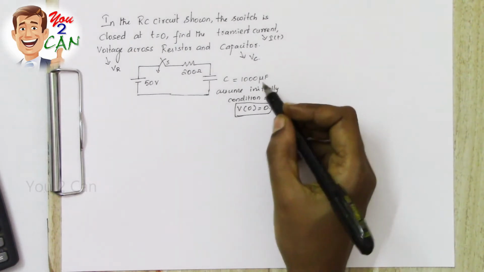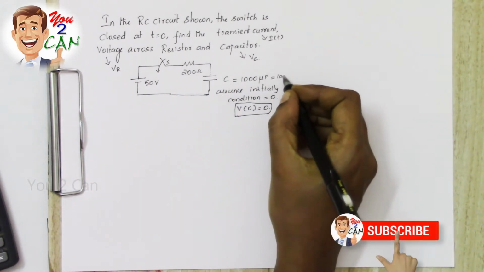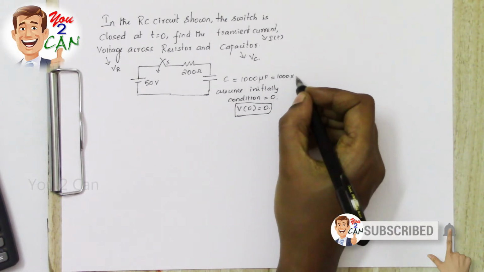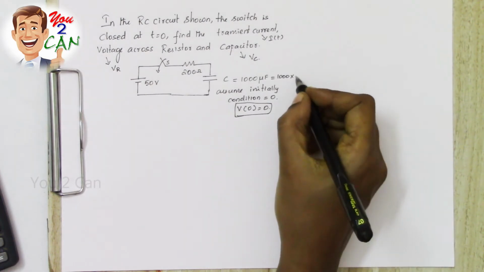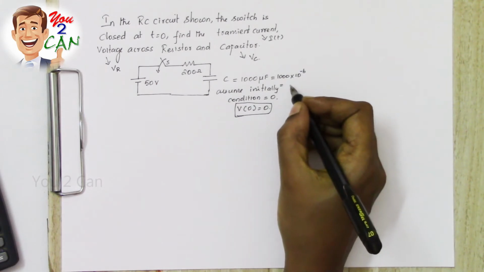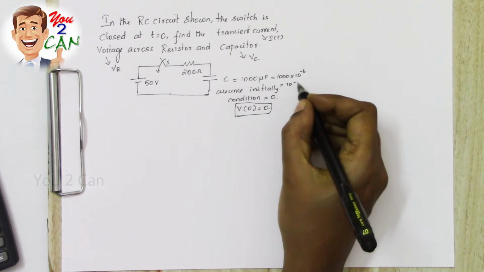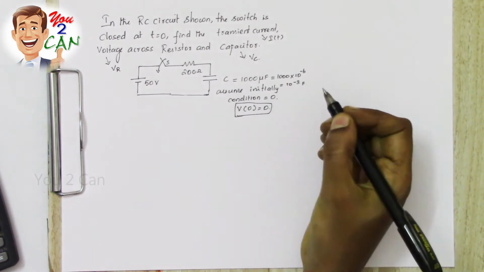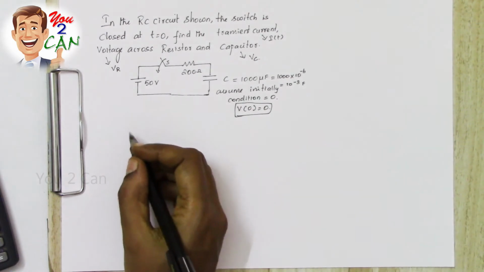Now what is this capacitor? It is 1000 microfarad. We can write it as 1000 into 10 power minus 6. 1000 into 10 power minus 6 means 10 power minus 3 farad. Now let's solve the problem.